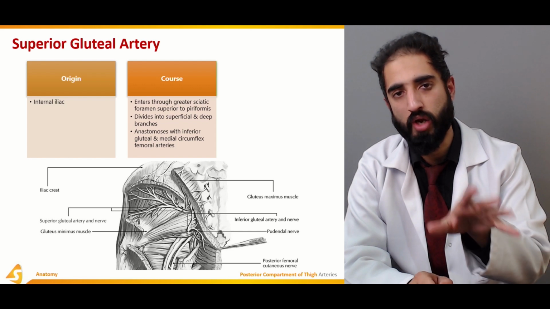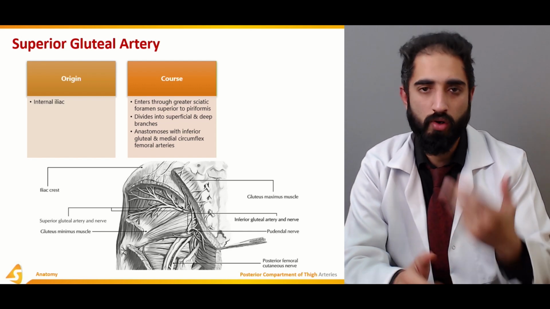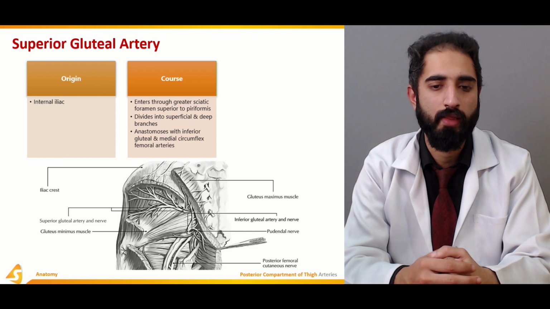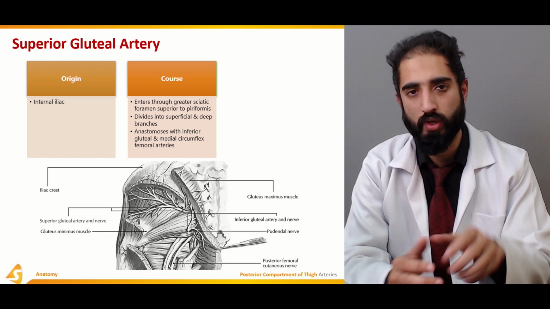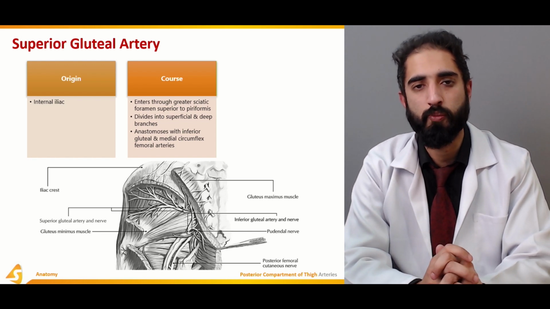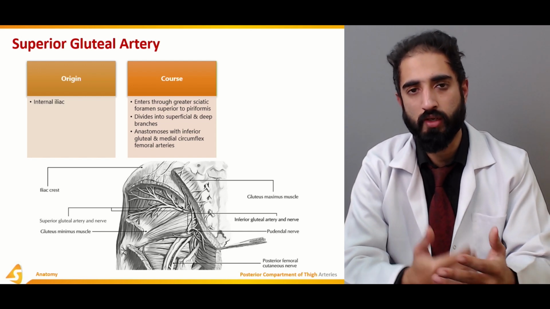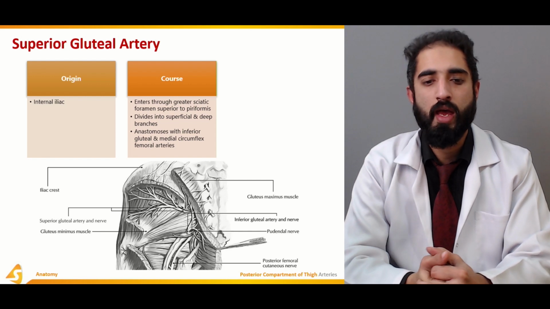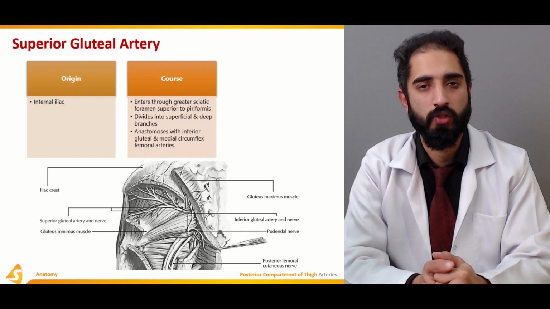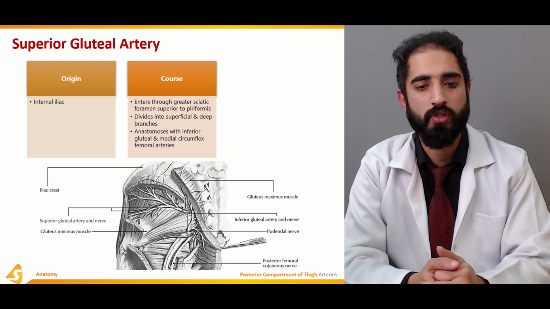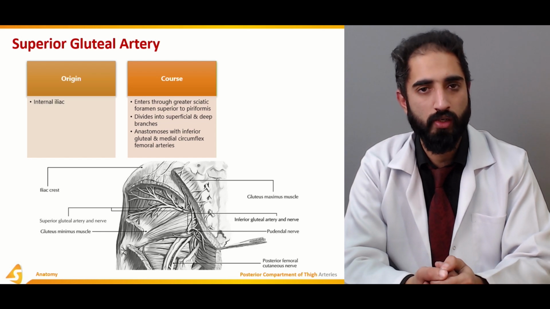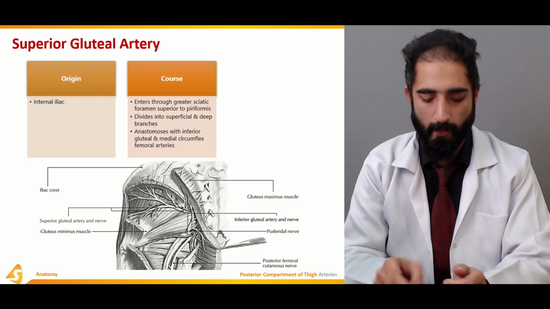It is actually the greater sciatic notch which is converted into foramen because it's enclosed, and then that's where it actually passes from, just superior to the piriformis, and just inferior to the piriformis we have the sciatic nerve which is passing through this region, and then it divides into superficial and deep branches. So it anastomoses with the inferior gluteal and the medial circumflex femoral arteries as well.